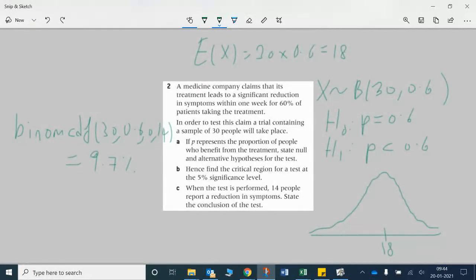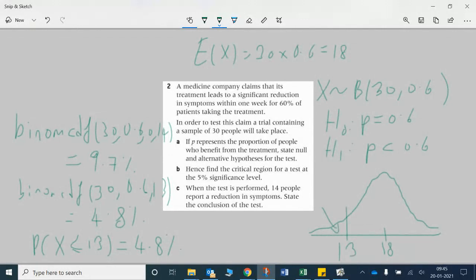So then I did 13. So again, I did the binomial CDF, again 30, 0.6, and then 13. And for that, I'm getting the answer of 4.8%. So at this point, essentially what this is saying is the probability that X is less than or equal to, not 14, sorry, 13, is equal to 4.8%. So this is what we want. Okay, so we can be sure at a 5% level, if we get any number which is lower than 13, that we have a significant result. Okay, so 13 here traps 4.8%. It's up to and including 13, 4.8%.